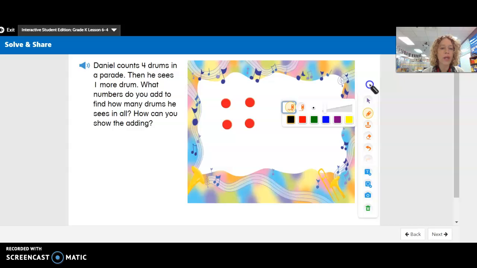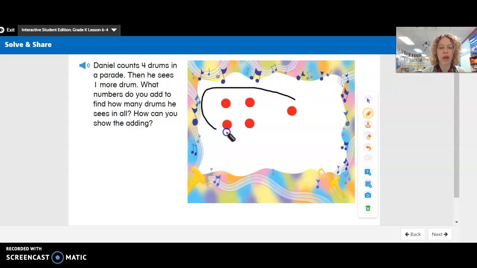So, what numbers do you need to add to find out how many drums he sees in all? You need to add all of them together. So I'm going to put a circle around them all so that we know that in order to find out how many total, we have to add them all. So first, how many did he first see? 4. And then when he looked again, how many more did he see? 1. So we want to know how many did he see in all.